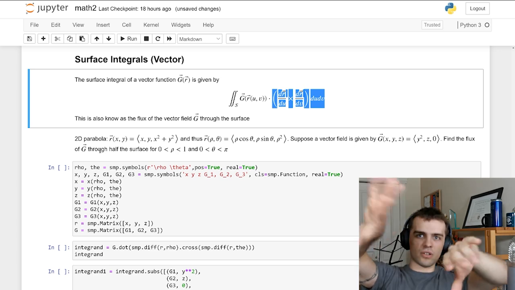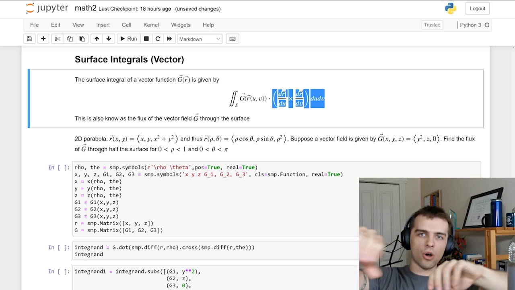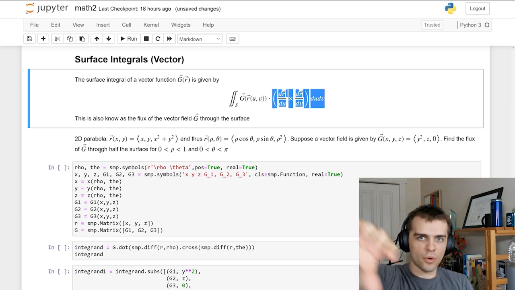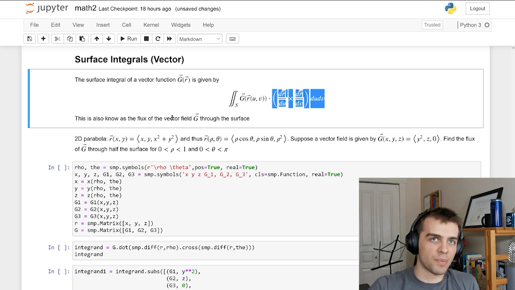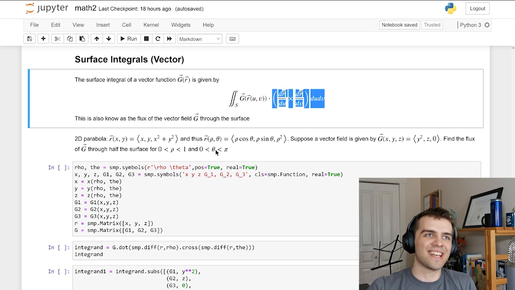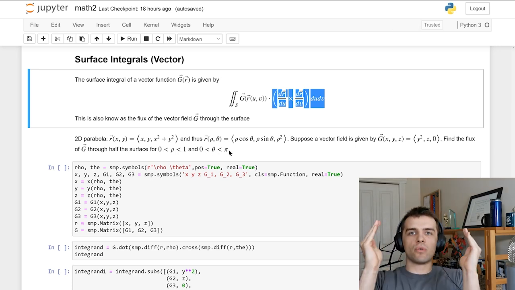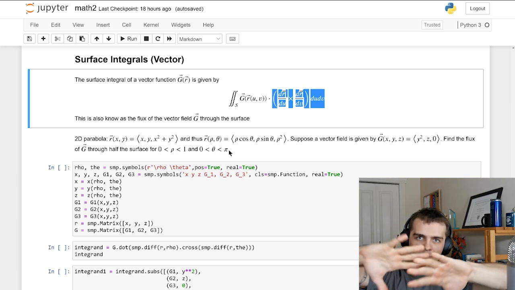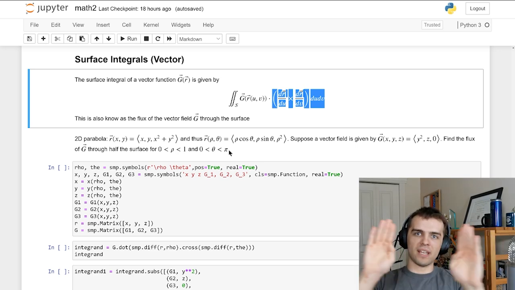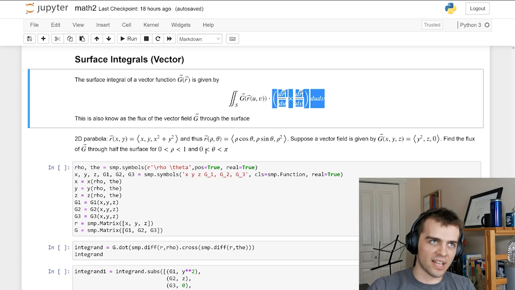G is like a flow of a field. It could be water flowing through a surface, it could be an electric field, it could be anything. I want to find it through the parabola for zero less than rho less than one, and zero less than theta less than pi. So I'm considering only half of the parabola. There's something flowing through this opening of the parabola on one side. Remember, zero to pi is only half the four quadrants.